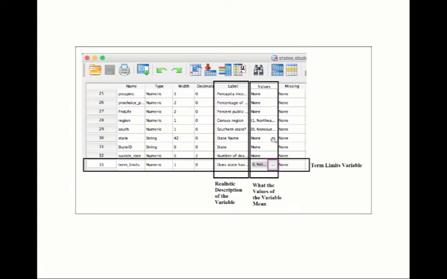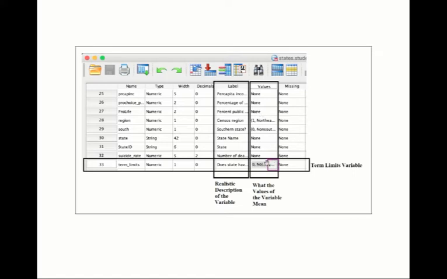To find out what the 0s and 1s mean, we have to go to the Variable View tab, which is located at the bottom of the SPSS screen. In the Variable View tab, the rows are the individual variables. The name tells you the name SPSS uses to recognize the variable in statistical analyses. The label gives a more realistic description of the variable. The values column tells you the values of a variable if the variable has categories.